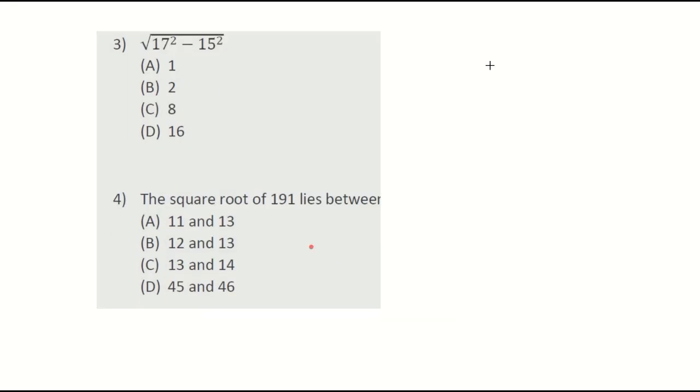Right, next one. Let's look at this question. Number 3 says the square root of 17 squared minus 15 squared. That would be the square root of 289 minus 225, I believe. Yes, 225. When you subtract this, you're going to get the square root of 64. The square root of 64 is 8, so the answer is C.